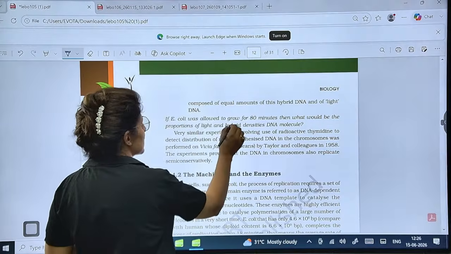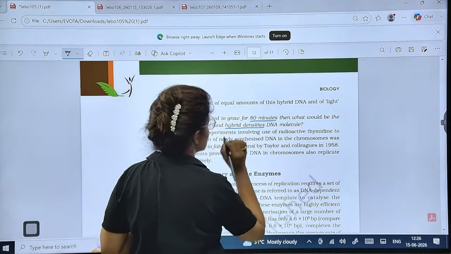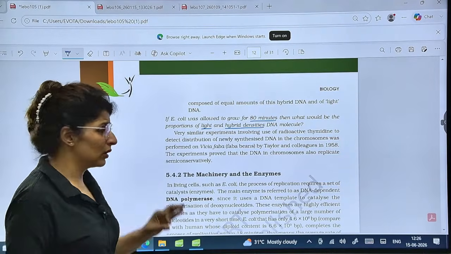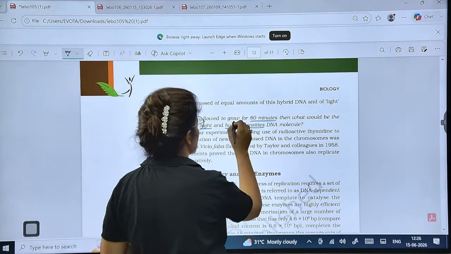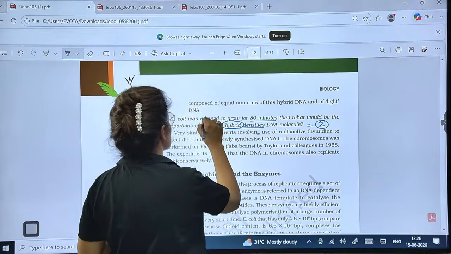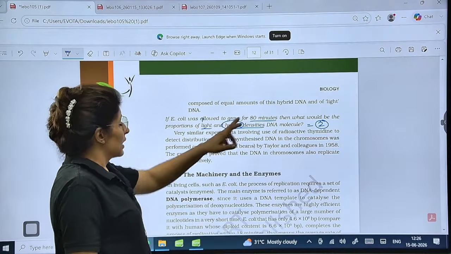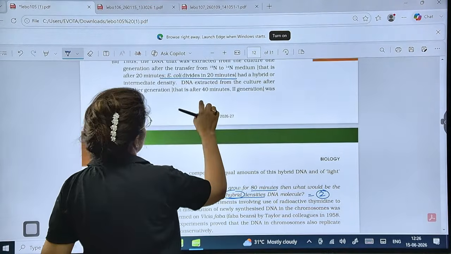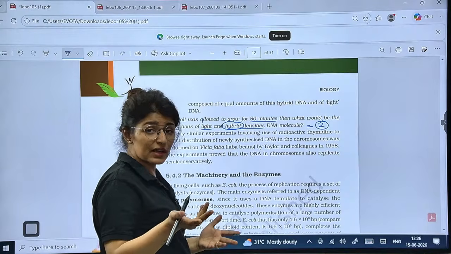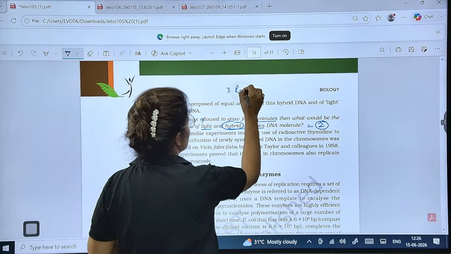Now, E. coli was allowed to grow for 80 minutes. Then what would be the proportion of light and hybrid density DNA molecules? See, without looking at the minutes, hybrid DNA molecules will always be 2. Now, the question is, how many light strands were formed? We know that replication time is 20 minutes. So, in 80 minutes, how many replication cycles would have taken place? So, 4 replications would have taken place.